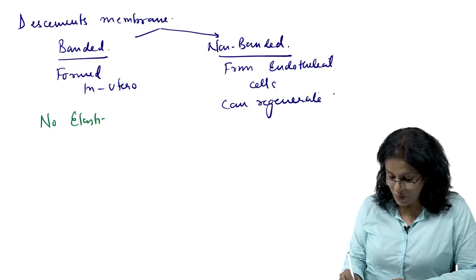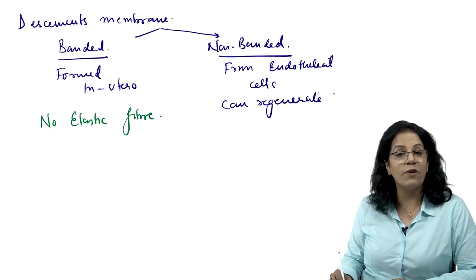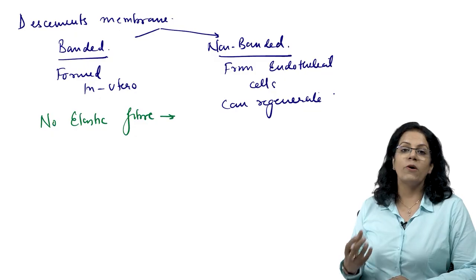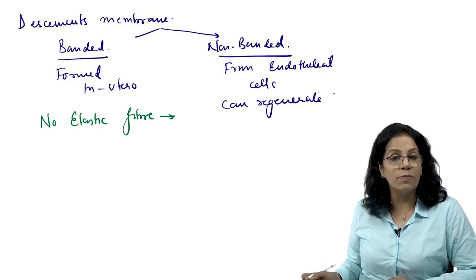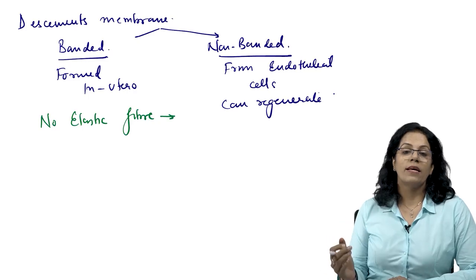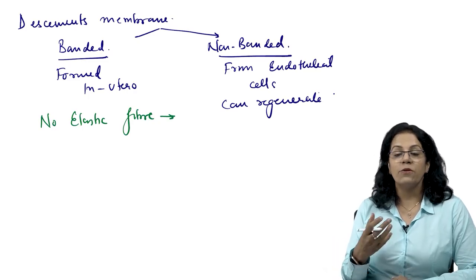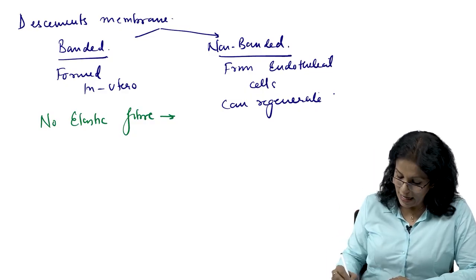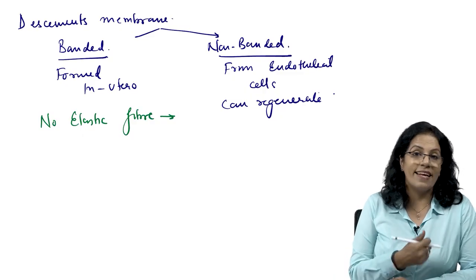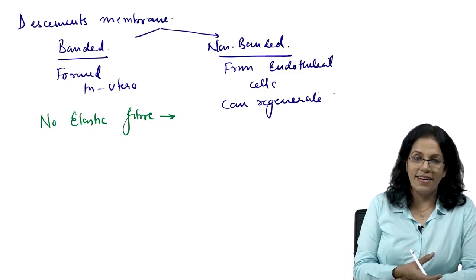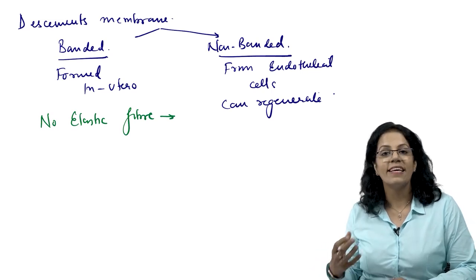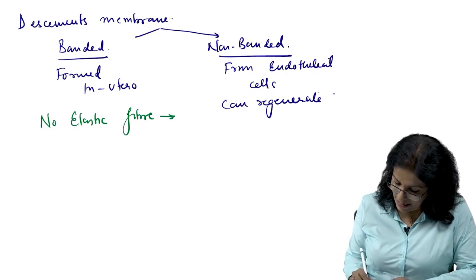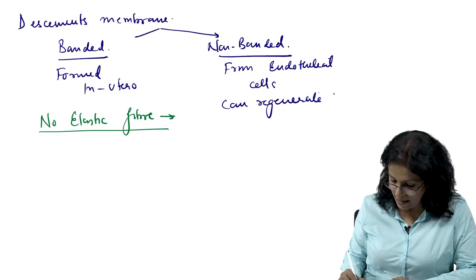And because there is no elastic fiber in the Descemet's membrane, what happens? Whenever there is any stretching, we are talking about either buphthalmos that you have learnt in congenital glaucoma, or any stretching during keratoconus. What did you learn? We see a break in the Descemet's membrane, and if it is congenital glaucoma, we call it Haab's striae. Whereas in keratoconus, what do you call it? Vogt's striae.